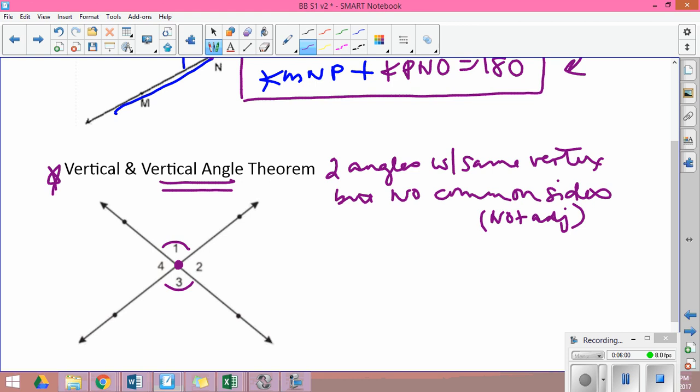The cool thing about vertical angles is they are equal. So angle 1 is equal to angle 3, and angle 2 is equal to angle 4. Again, if you have two intersecting lines, you will always have two pairs of vertical angles, and you can know that simply from the picture and be able to write those equations.